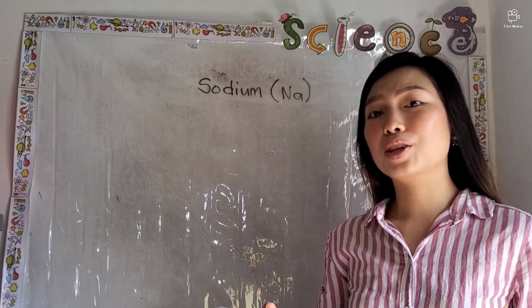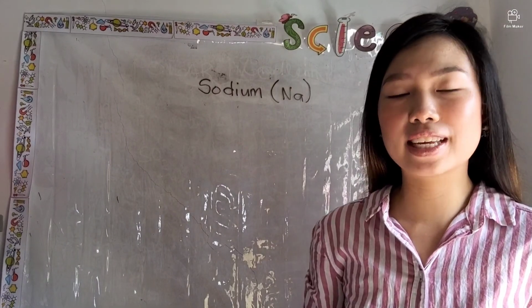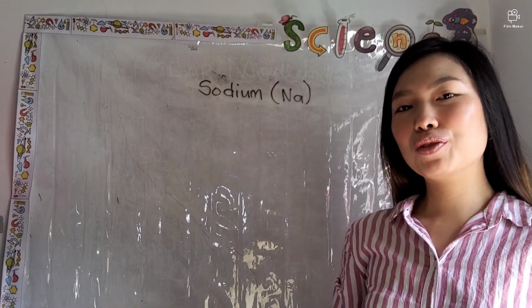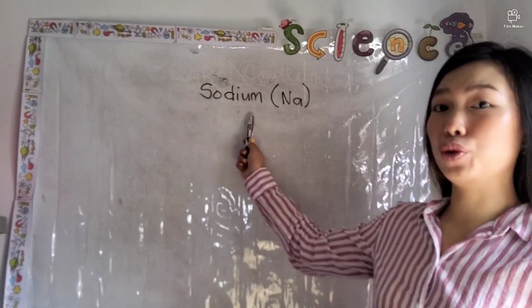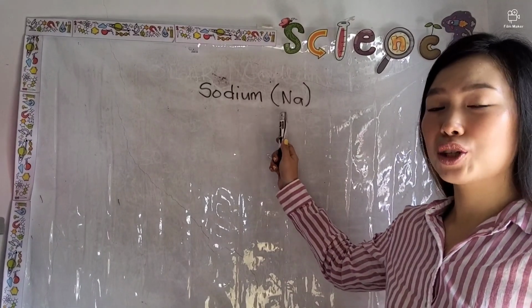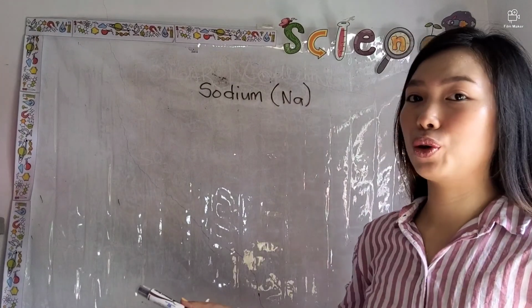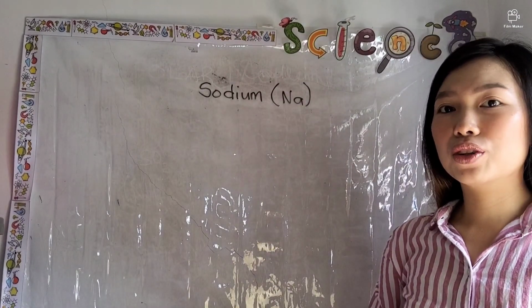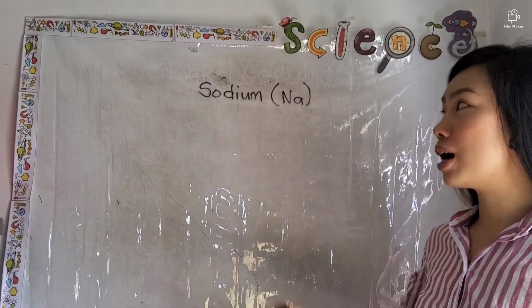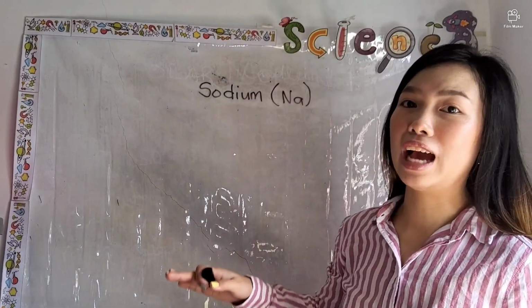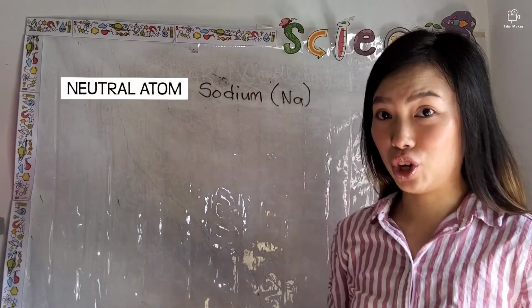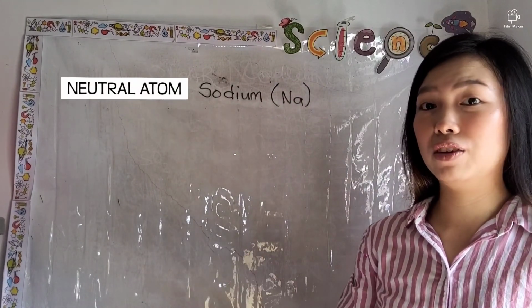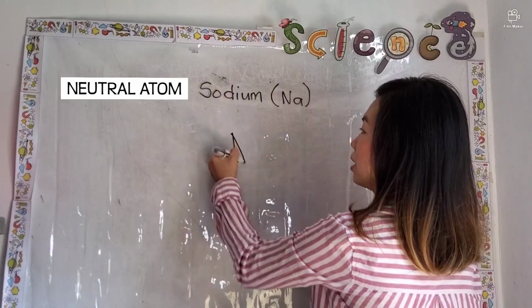Paano nga ba napoproduce ang ions of positive charge and negative charge sa isang atom or molecule? So for example, I have an atom of sodium which has a symbol of Na. So para mai-produce natin ang ion ng sodium or ng Na, kukuha tayo ng isang neutral atom. So for example, that sodium Na is a neutral atom. When we say neutral, wala pa siyang charge or wala pa siyang positive charge or negative charge.